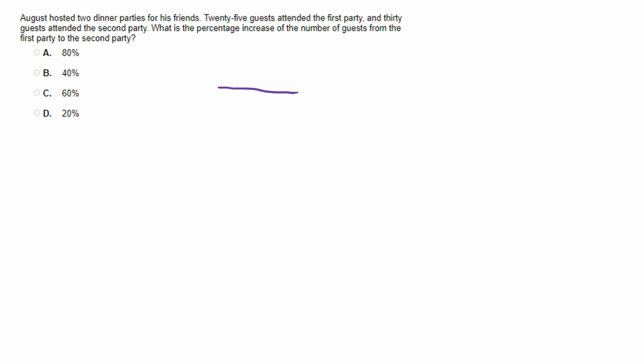So I know that the top is the change. So we're going to put 30 minus 25, that's the change in guests, and the original number of guests. The original number of guests was 25. So 30 minus 25 is 5. We leave the 25. We could simplify 5 over 25 by dividing the top and the bottom by 5. And we do get 1/5.